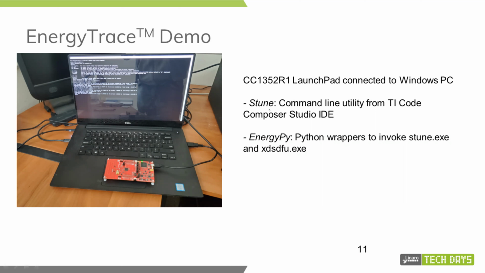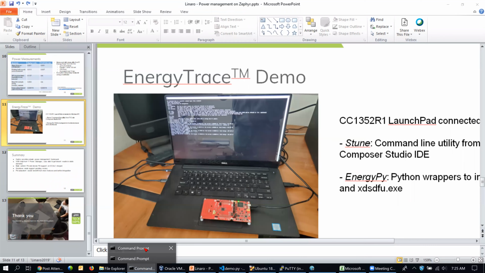And what I want to show you is STune, which is a command line utility from TI Code Composer Studio, or CCS, and it basically has the ability to pick up the power measurements. And then I want to show you Energy Pi, which is a bunch of Python wrappers that some interns helped us write some time ago, and I was able to dig those up from our servers. They invoke STune and the XDS DFU utility, which gives access to some of the emulation capabilities on the device, and basically it's able to bring all of that data into Python. So let me first show you STune.